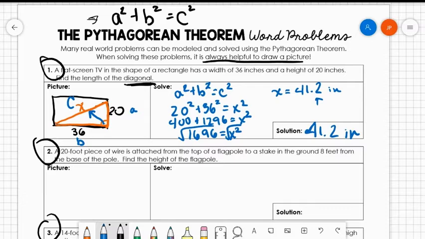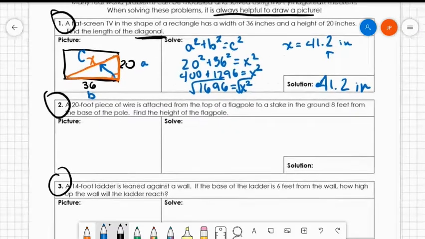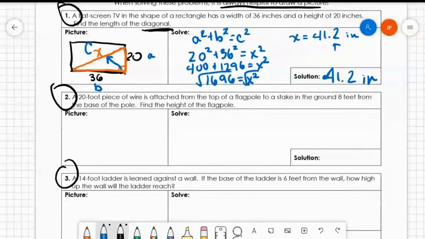Okay, let's take a look at another one, because they get a little bit harder to visualize, but still not too bad. So it says a 20-foot piece of wire is attached to the top of a flagpole to a stake in the ground 8 feet from the base of the pole. So let's draw the pole. The pole's right there. There's my little flag at the top. And I got a stake on the ground somewhere over here. And here's my piece of wire.